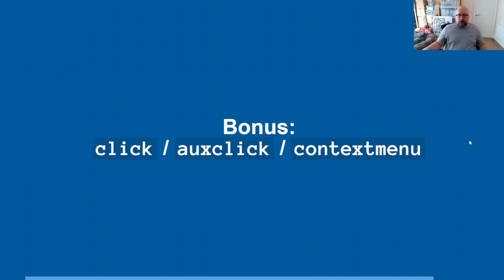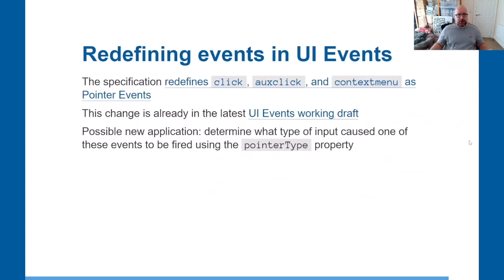And now, as a little bonus addition, click, aux click and context menu. Pointer events level 3 redefines these events in UI events. So the specification defines these, click, aux click and context menu, as actual pointer events. Now this change is already in the latest UI events working draft, and it opens up some possible new applications.